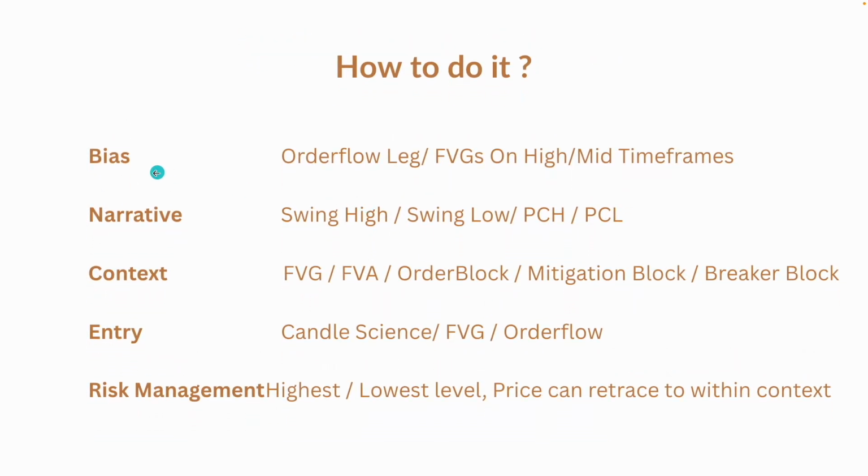So how to do bias? How to do bias, narrative, context, entry, risk management, everything. Let's understand how to find out the bias. How do you find out the bias?